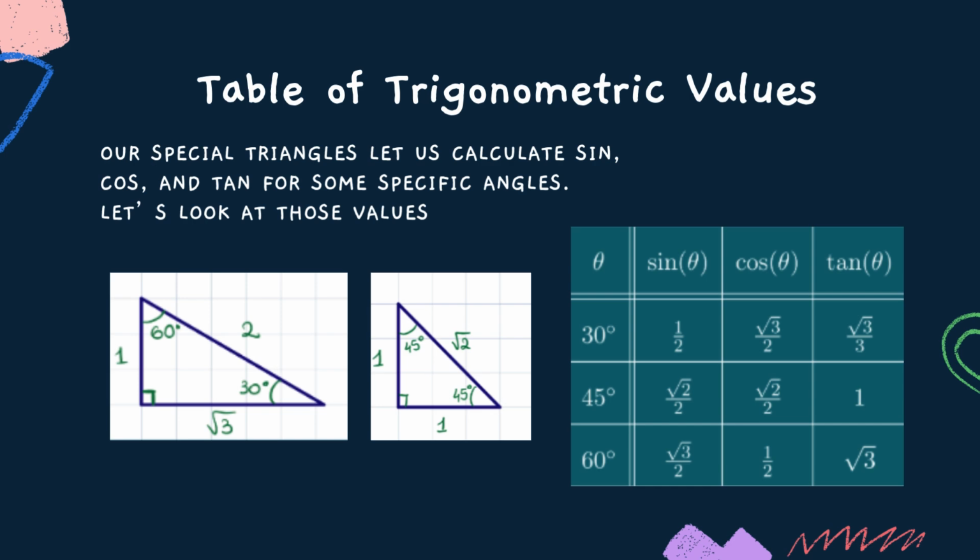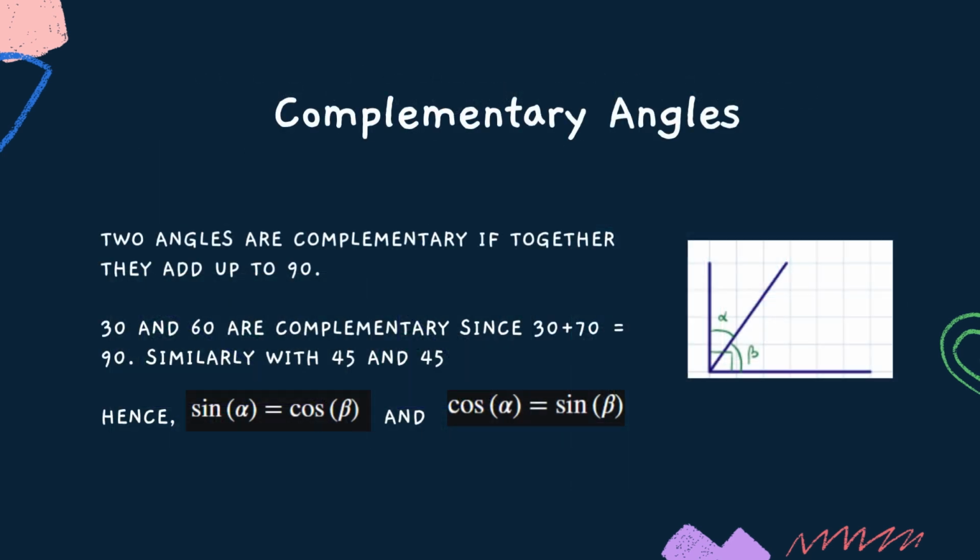This happens because the angles in question are complementary. If two angles are complementary, then together they add up to 90 degrees. 30 and 60 degrees are complementary angles because 30 degrees plus 60 degrees equals 90 degrees. Similarly, 45 degrees and 45 degrees are complementary. Hence, we observed that sine of alpha is equal to cosine of beta. Similarly, cosine of alpha is equal to sine of beta. This is only true if alpha and beta are complementary angles.